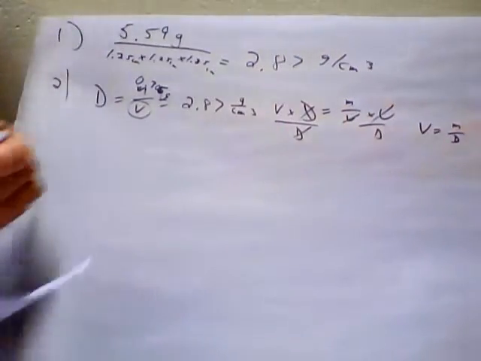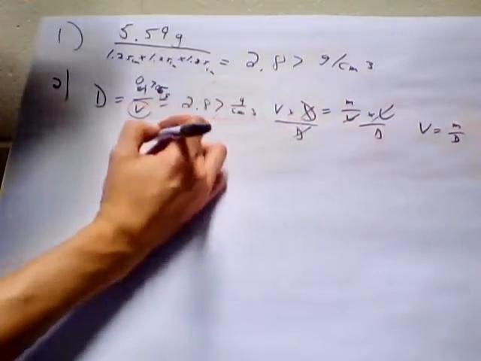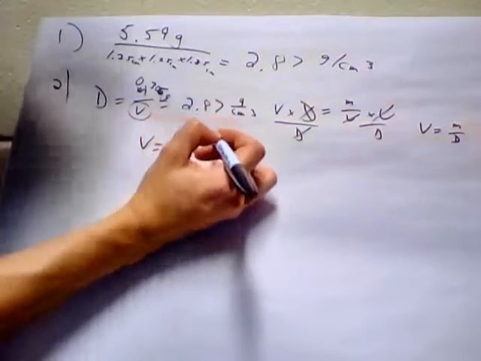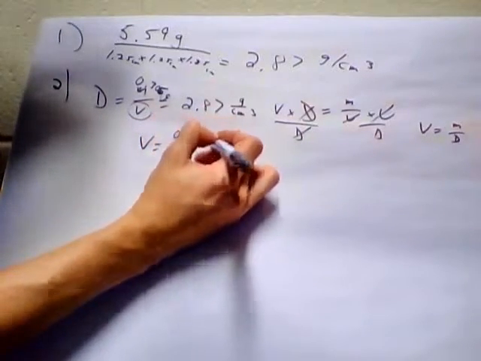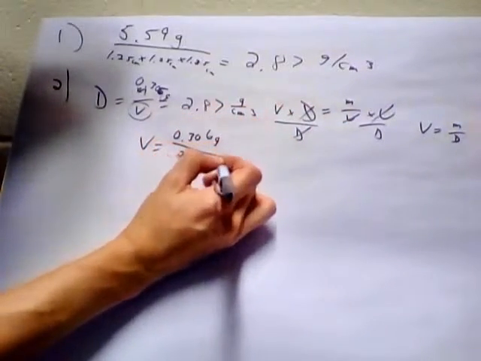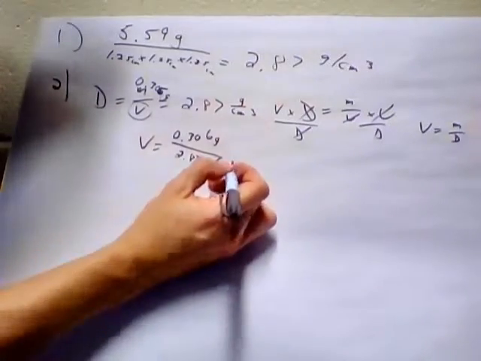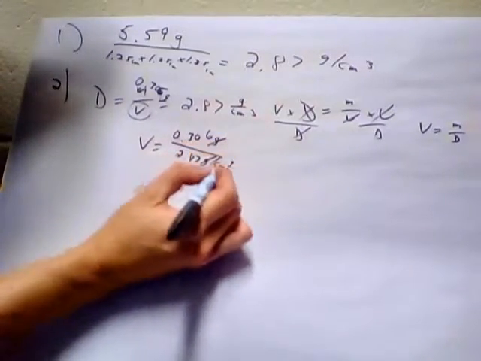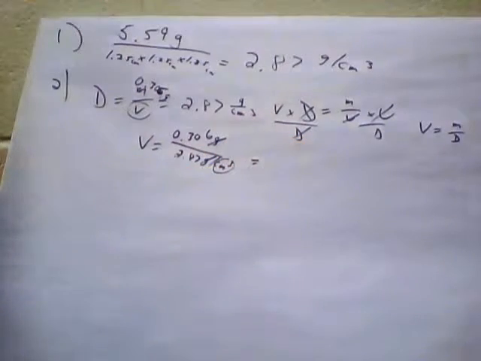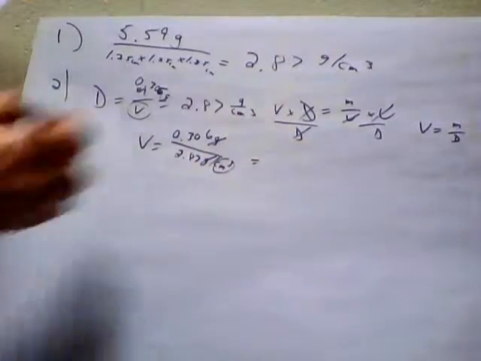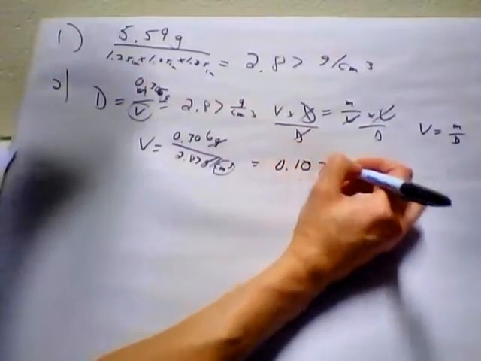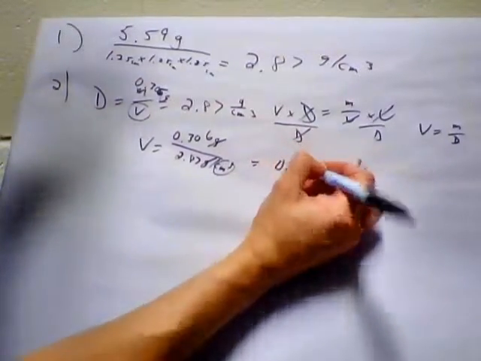So I'm plugging in here, so my volume is going to equal 0.306 grams divided by my density, which is 2.87 grams per cubic centimeter. Notice the grams cancel. The cubic centimeter unit is in the denominator, so that leaves me with a volume in cubic centimeters, and this is a very small number. It's 0.107 cubic centimeters for my aluminum foil.